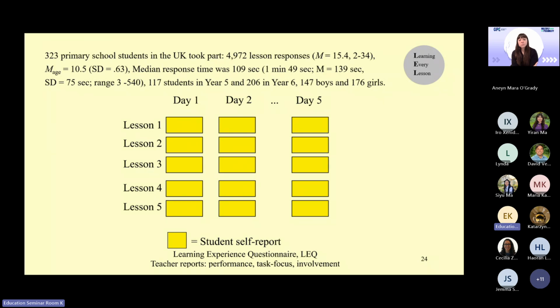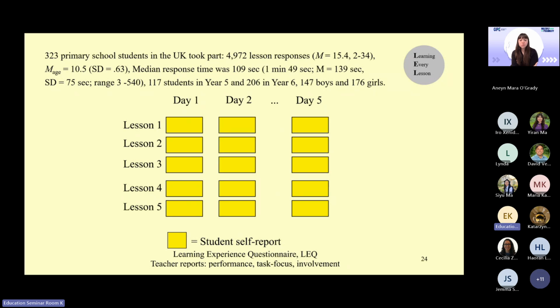So here's the Learning Every Lesson study. The design is that we have up to 5 days and then up to 5 lessons each day. So we had on average 15.4 lessons per participant. And the response time was about 1 minute and 49 seconds. This was because of the text element. The rest of the items were fast to administer. And these are among year 5 and 6 students in England.